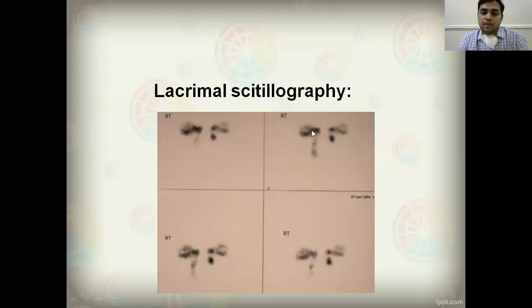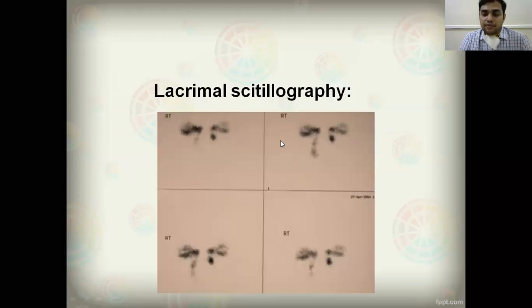With the help of gamma cameras, we can identify the passage of this radioactive material, which is instilled into the conjunctival sac. Here on the right side it is normal, and on the left side there is obstruction. That's why there is an incomplete filling of the radioactive tracer. This is about lacrimal scintillography.